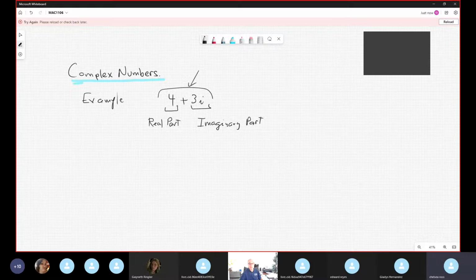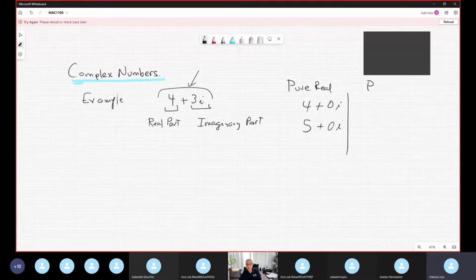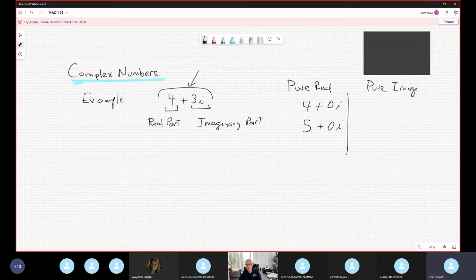We have, for example, the classical real numbers, like 4 or 5, in which the imaginary part is 0. We have the pure imaginary, in which the real part is 0. Suppose 3i. When you write 3i, it's because the real part is 0. Or negative 5i. But we also have the combination, both together. We have a real part and an imaginary part, and this new number is called a complex number, right?